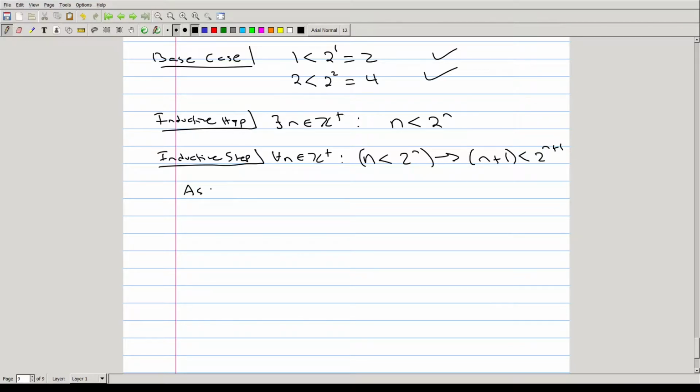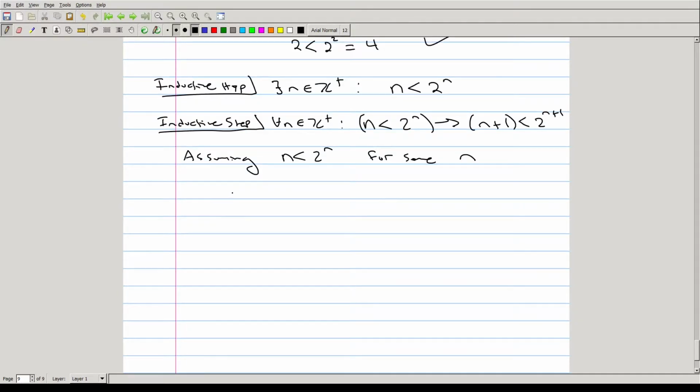So we start by assuming that n is less than 2 to the n for some n, and we want to show that this implies that n plus 1 is strictly less than 2 to the n plus 1. To show this, we'll start with our assumption, which is that n is strictly less than 2 to the n, and if we add 1 to both sides of this, we have that n plus 1 is strictly less than 2 to the n plus 1.